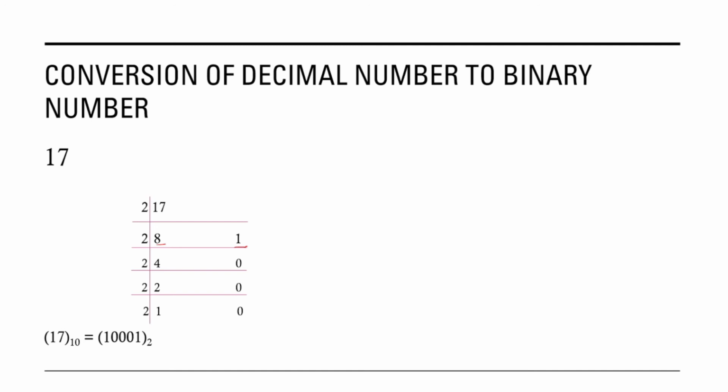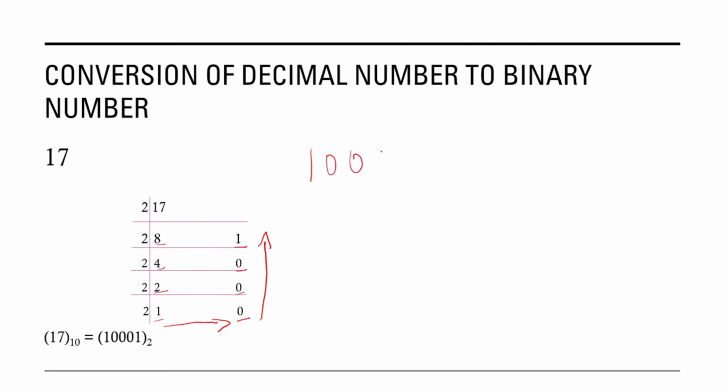Again I divide by 2. The quotient is 4 and the remainder is 0. Again dividing by 2, the quotient is 2, remainder is 0. Again dividing by 2, the quotient is 1 and the remainder is 0. So we have obtained the quotient as 1. This is the place where we stop our conversion and write the binary number in this form. So the binary number of the given decimal number 17 is 10001.